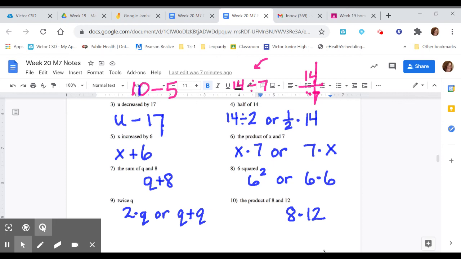Number 7 is addition, and 8, 6 squared, I wrote it as 6 to the second power. If you're typing this in electronically, you may not know how to write it to the second power, so you could just write 6 times 6. Two ways to write twice q. We can do 2 times q, or we can do q plus q. And then number 10, the product means to multiply.